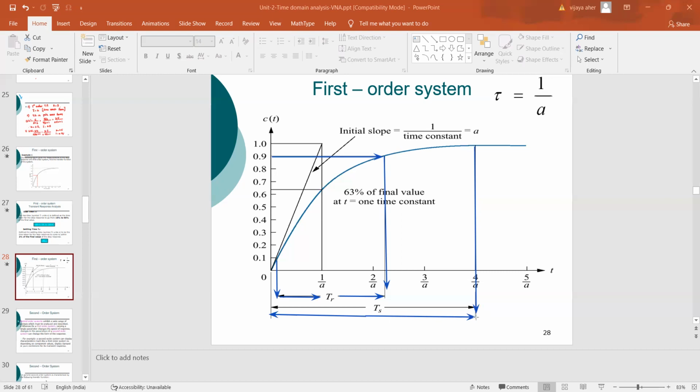Okay. Got the definitions and parameters, or you can say specifications, in time domain analysis for first order system. So you have to remember rise time, settling time, the equation for rise time, the equation for settling time, along with the definitions of rise time and settling time. Okay, now any doubt up to this?